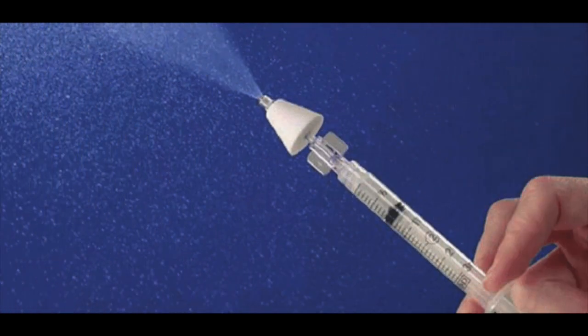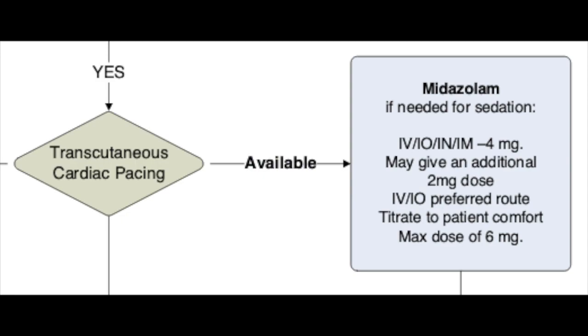I want you to remember the intranasal route, the IN route. It's fast, it's quick, it's easy, but it's IV, IO, IN, or IM, 4 milligrams, and you can give an additional 2 milligram dose if you want to.